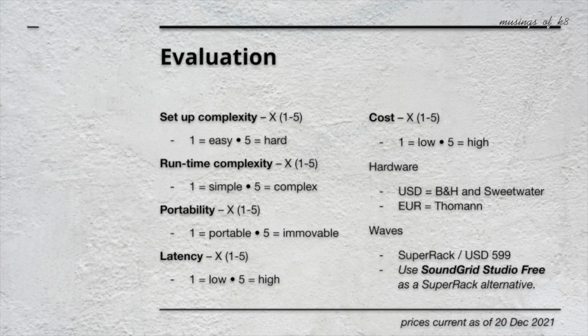For all of the demonstrations, I used a MacBook Pro 13-inch 2020 laptop with a 2.3 GHz quad-core Intel Core i7 CPU and 32 gigs of RAM. I also used Waves SuperRack, which costs $599 US. It should be possible with the SoundGrid Studio free as an alternative for up to 8 channels.